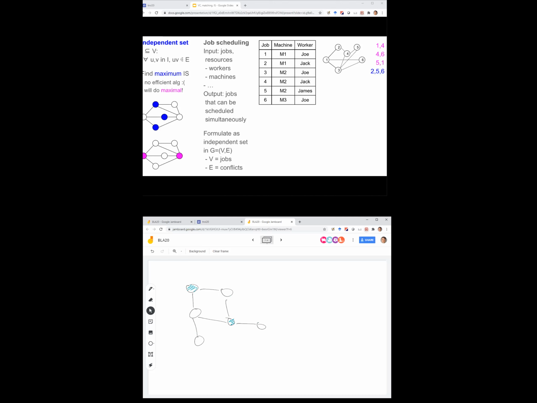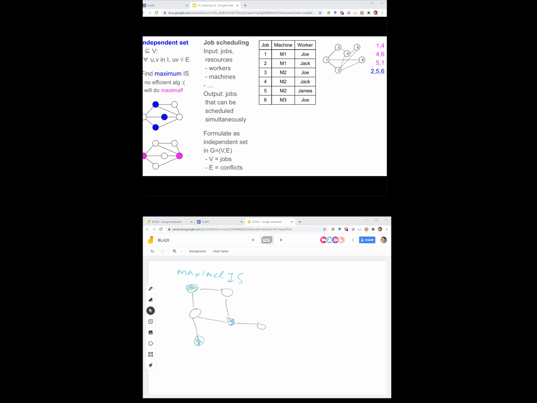Is it a maximal independent set, or can I add something else? Can I add another vertex to this set while keeping the independence? I think yes, I think I can still add this vertex. I cannot add this one because there will be edges. I cannot add this one because there will be edges between vertices in my set. I cannot add this one. So this is a maximal independent set in this graph. Okay, as simple as that.